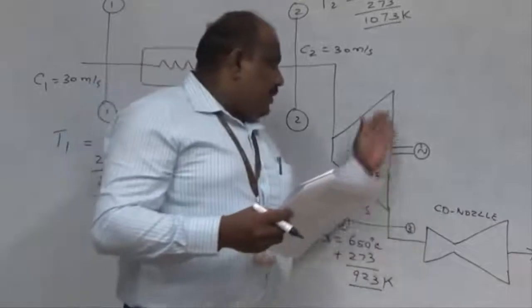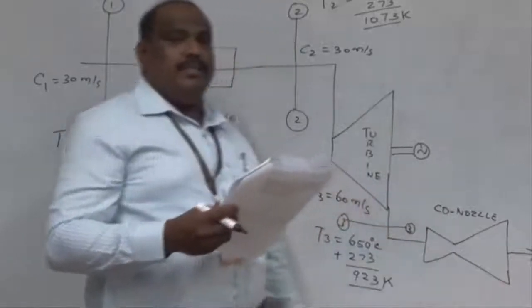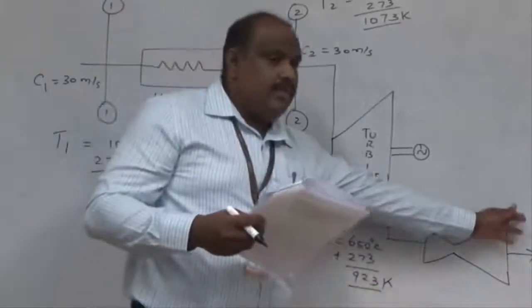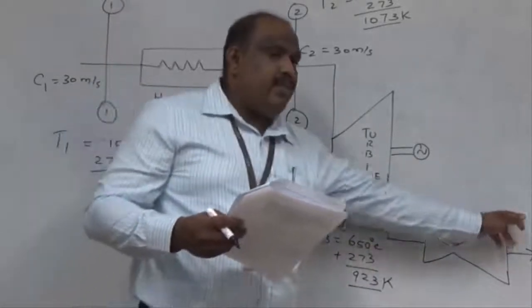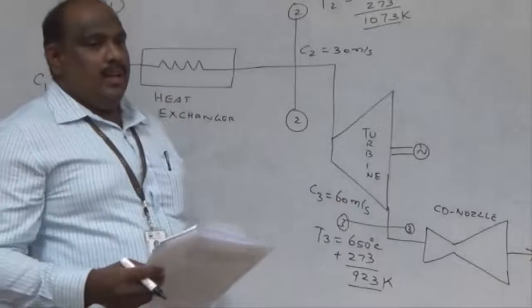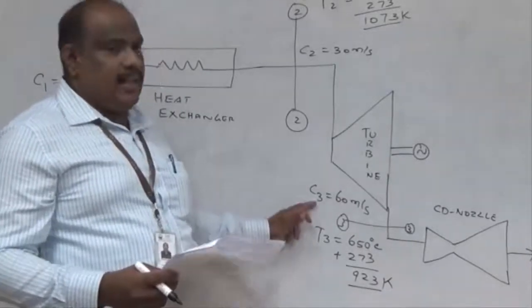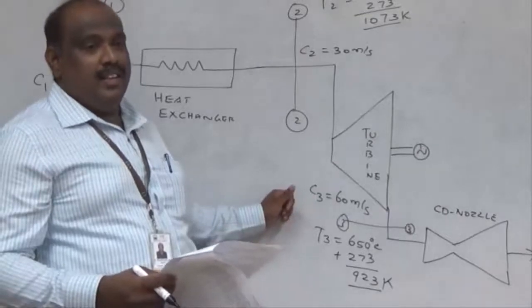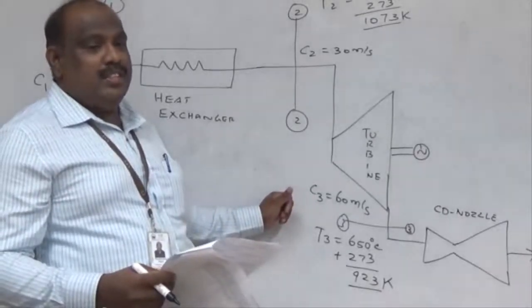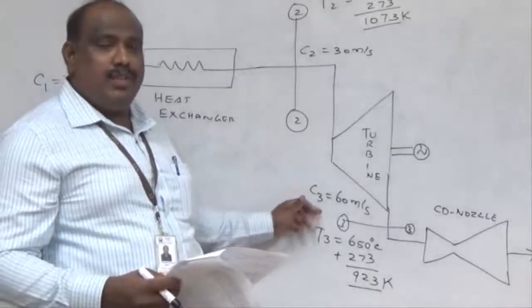Then from the turbine it enters a nozzle. What will happen to C4? Now C3 is 60 meters per second. What will happen to C4? What will be the value of C4? Whether it will be less than C3 or more than C3? Less than? Less than? What is the purpose of a nozzle? To increase the velocity. So C4 should be?